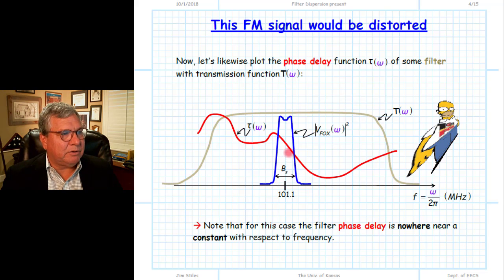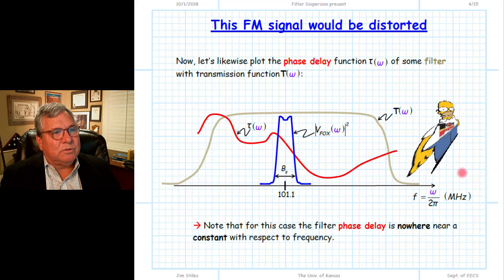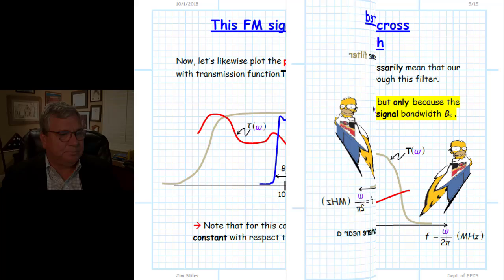Each frequency component will propagate through the filter at a different velocity. Each frequency component of the FM radio station will propagate through that filter with a different delay. As a result, when the signal comes out of the filter, even though all the energy is still there, the frequency components of our signals have been essentially scrambled in terms of their alignment. And so the output signal will be distorted. So this phase delay, of course, is nowhere constant with respect to frequency. And we are seeing dispersion as a result.